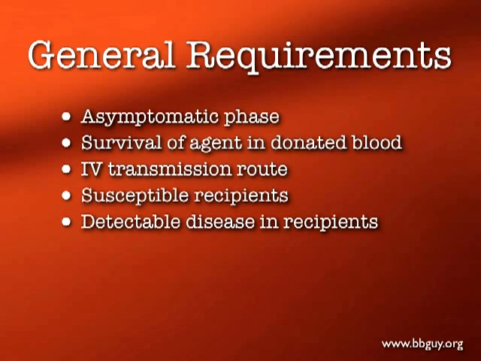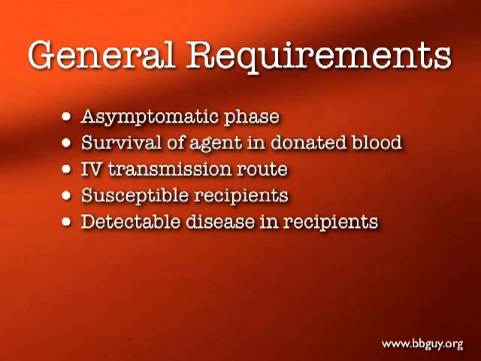The agent has to survive in donated blood. That seems rather intuitive, I would say. The route of transmission for the organism must be intravenous. Again, that makes sense. The recipient has to be susceptible. So in other words, if an organism goes in and the recipient is not susceptible to it, then obviously you're not going to see any disease. And that goes along with the last one, which is that there has to be detectable disease in a recipient in order for a TTD to be a TTD. And again, I think all of those make sense.